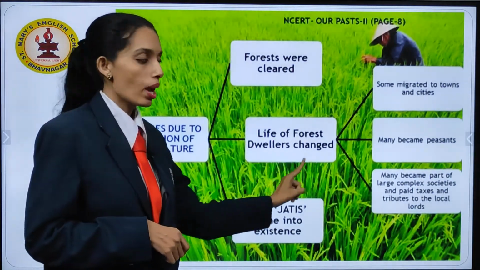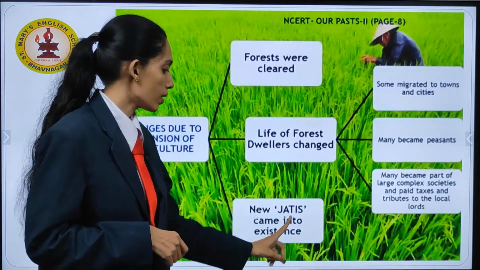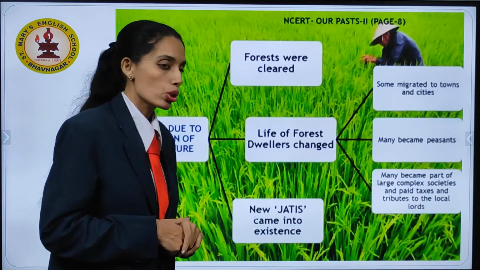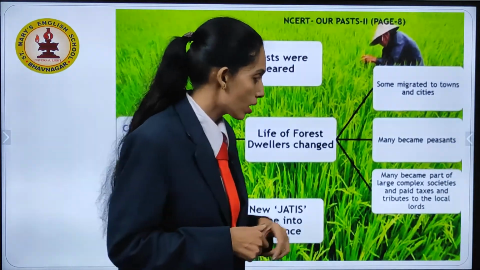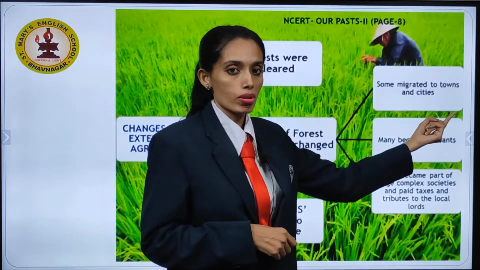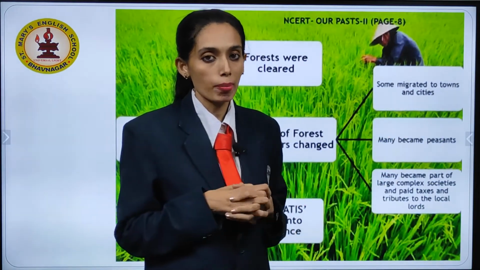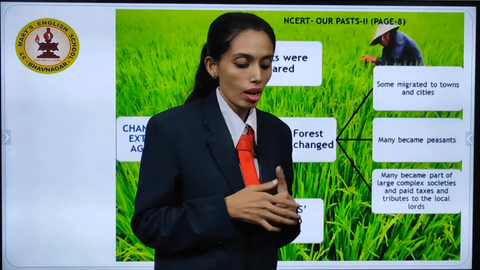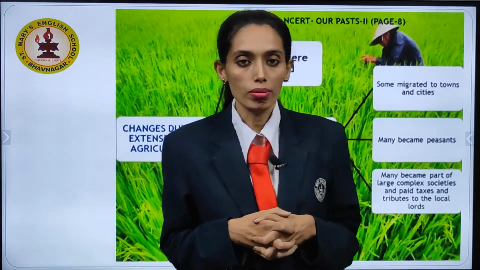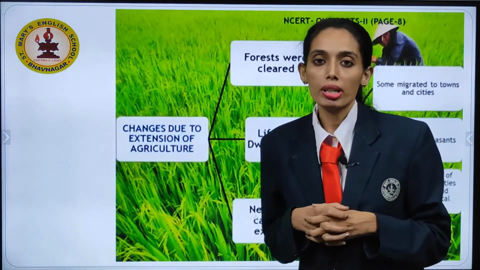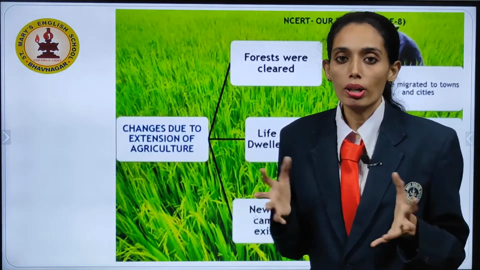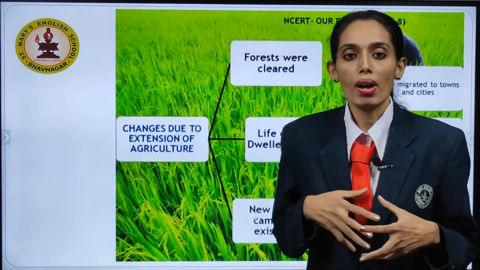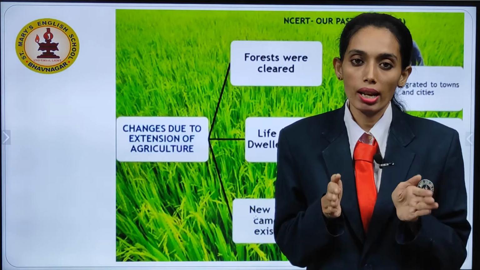The life of forest dwellers changed. New Jatis came into existence. Now, when the life of forest dwellers changed, what happened? Some migrated to towns. They started mixing with the urban group of people in cities. Many became peasants. Now you have to get some work to do, right? If you are staying in your own environment, it is very simple. You get all the necessary things. But when you are pushed out from your environment, then you have to learn to adjust to the new environment.